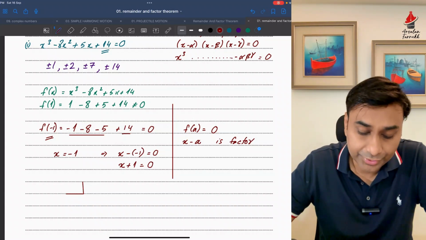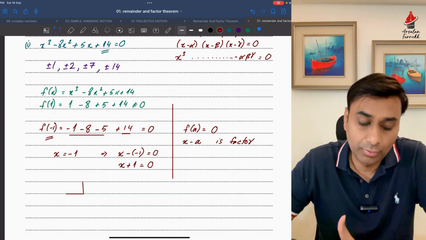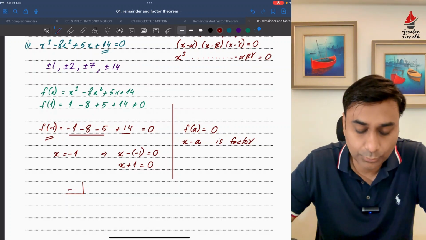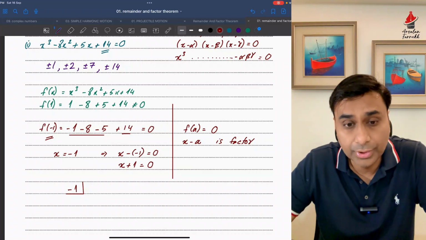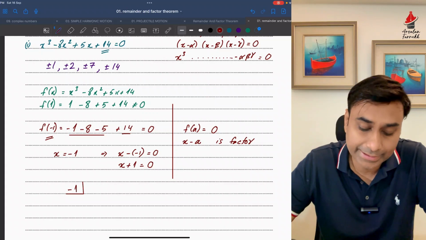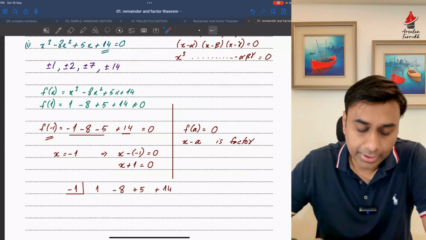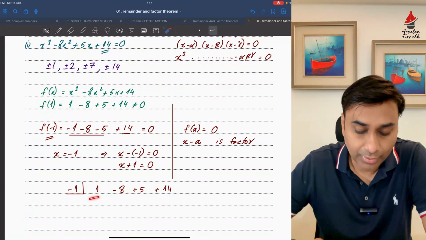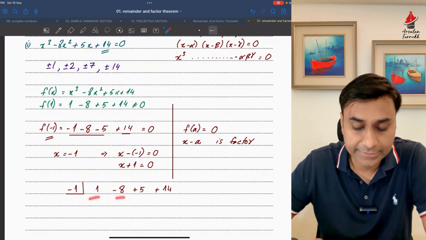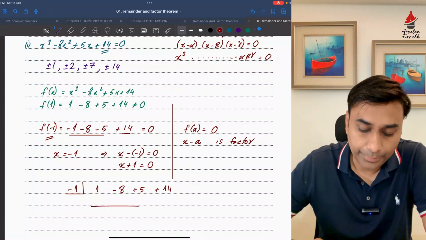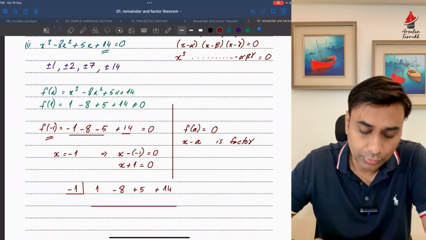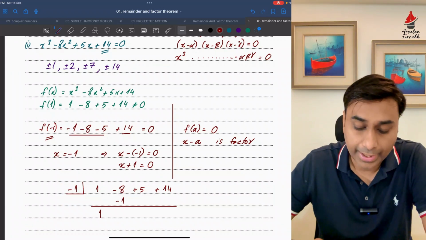So in synthetic division, I equate x plus 1 to 0, which gives the value -1. I write that down over here. I write down the coefficients of the polynomial in descending order, which are going to be 1, -8, +5, and +14. After writing this down, I will copy this 1 below. -1 times 1 gives me -1. I add these up, I'm going to get -9.